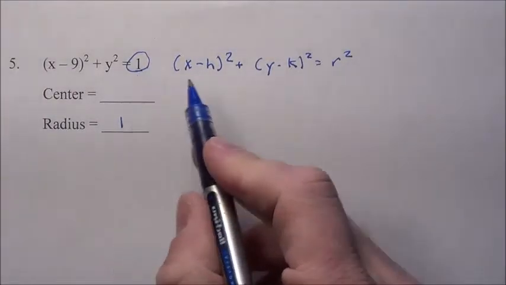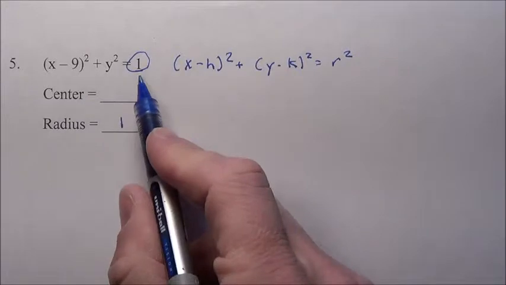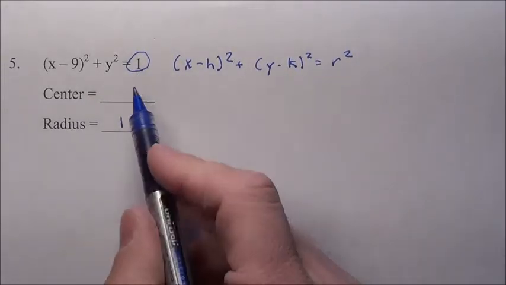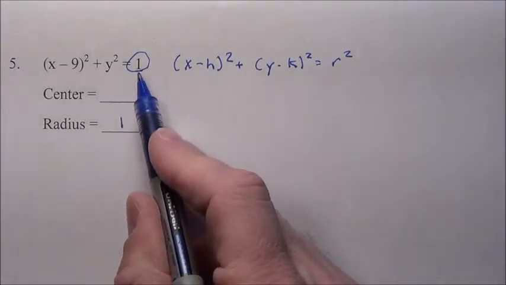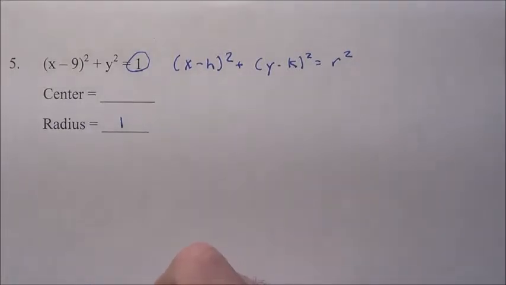Okay, if that had been a 4, then you know the radius would have been a 2. If it had been a 9, you would have known it's a 3. So you just have to take the square root of whatever's right there to get the radius.